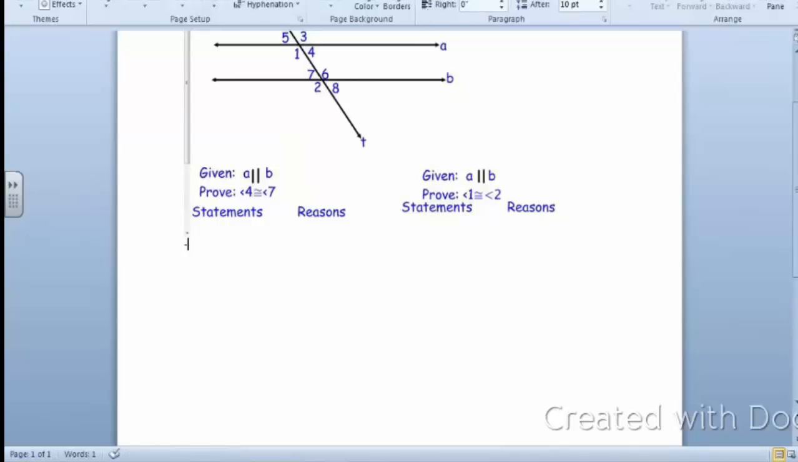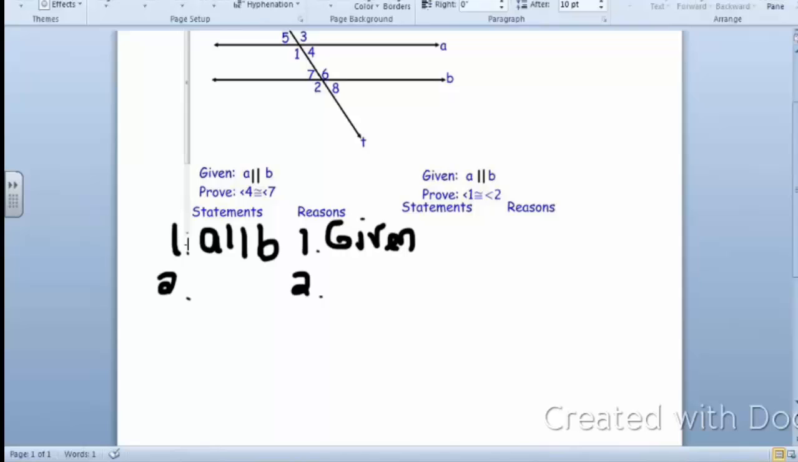We start with our given information. So our first statement is simply restating what's given. A is parallel to B. Our reason is it's given. We're proving alternate interior angles congruent by an example. So we can use everything except that in our proof.